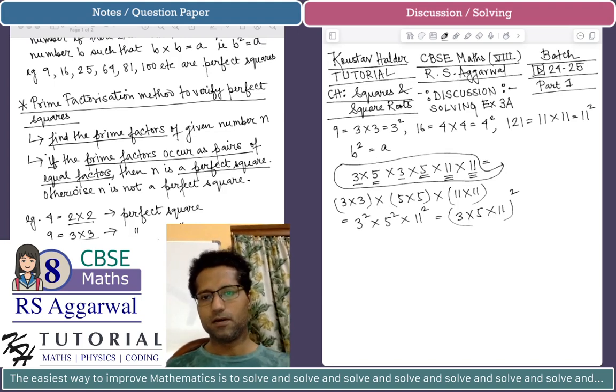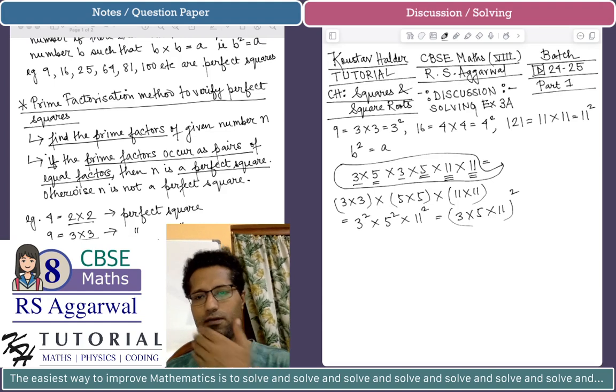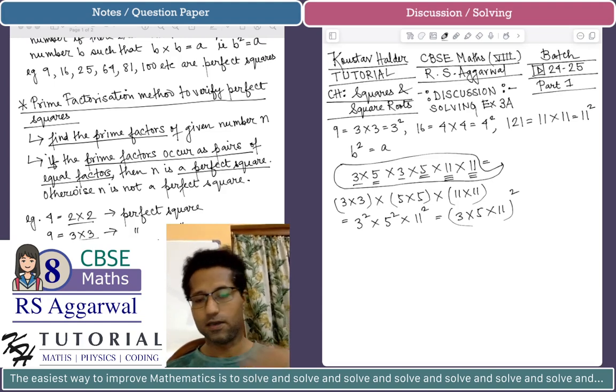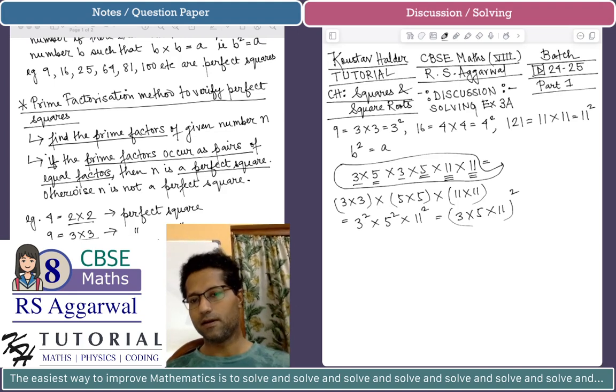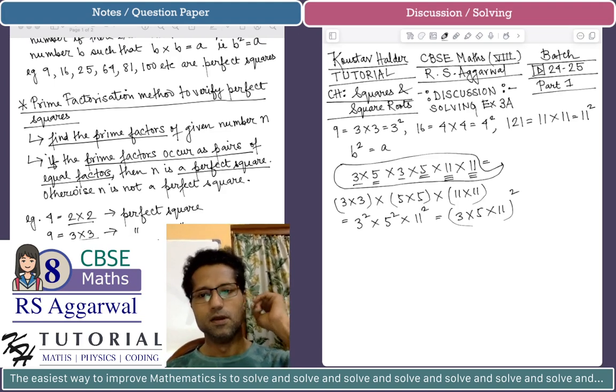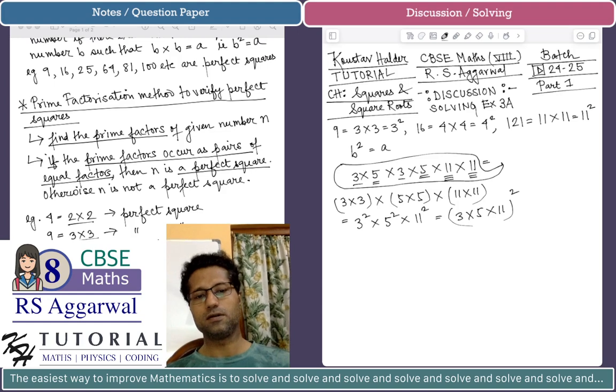So given a number, we will first factorize it. We'll find all the prime factors, and we will group, or create pairs of equal factors. And if we see that no factor is left out, that is, we can perfectly create pairs of equal factors, then that number will be a perfect square or square number. In the notes, the second point says, if the prime factors occur as pairs of equal factors, then n is a perfect square, otherwise n is not a perfect square.